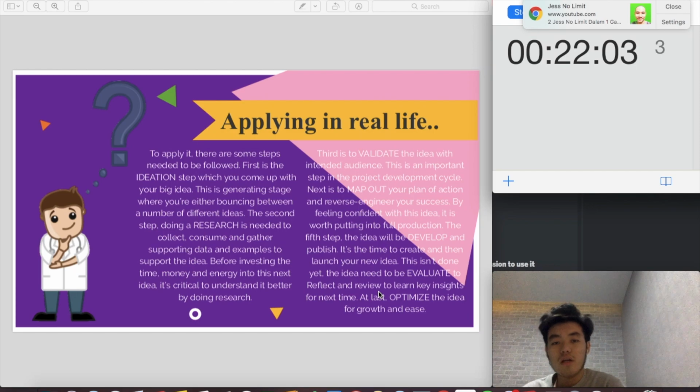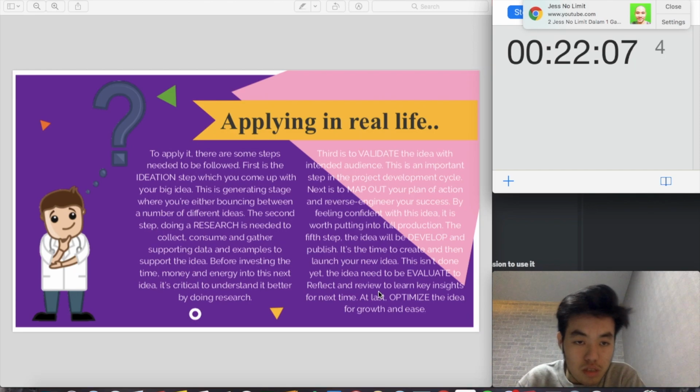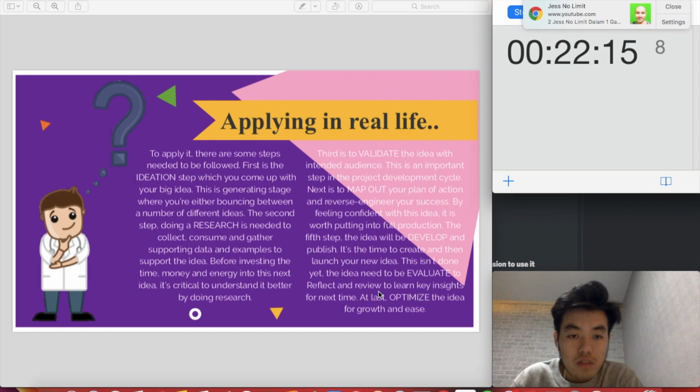So, applying it in real life. To apply it, there are some steps needed to be followed. First is the ideation step, in which you come up with your big idea. This is the generating stage where you are bouncing between a number of ideas. The second step is doing research. It is needed to collect, consume, and gather supporting data and examples to support the idea.